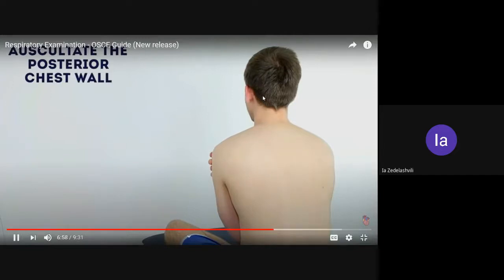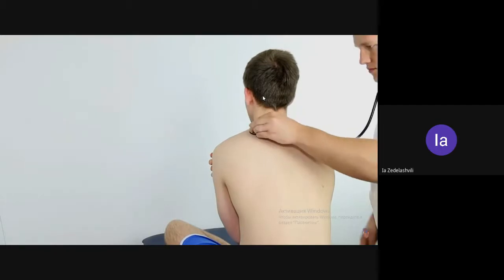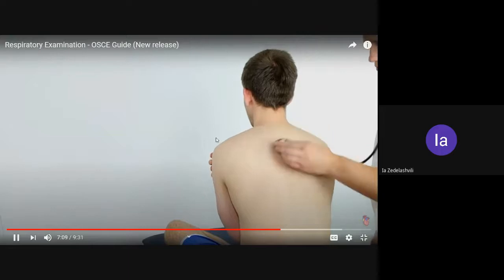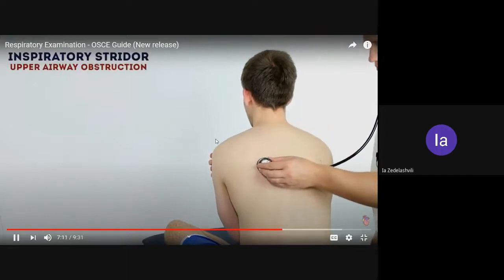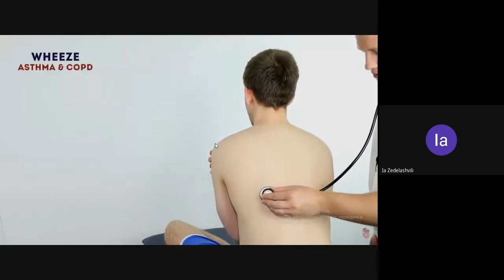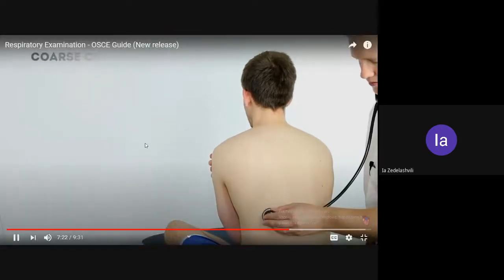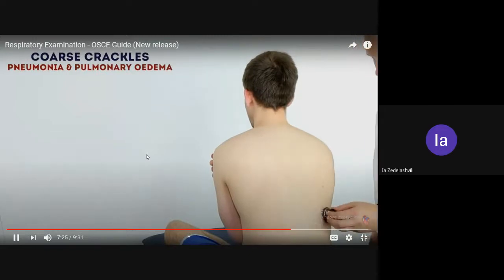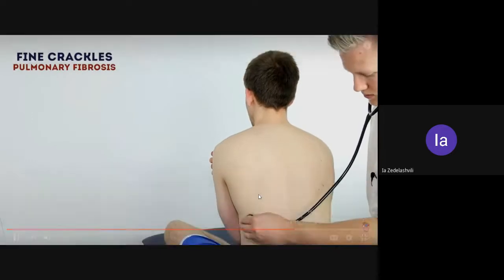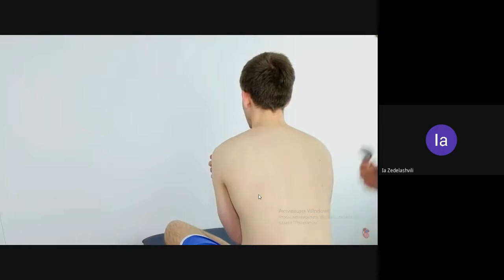If you could just keep your arms folded and breathe in and out through your mouth for me. And auscultation, my dear. Normal breathing, vesicular. Obstruction of upper airways, which gave you this wheezing. Asthma. In asthma, my dear, inspiration is shorter than expiration. In pneumonia, we have crackles mainly, and perfectly in pneumonia fibrosis.